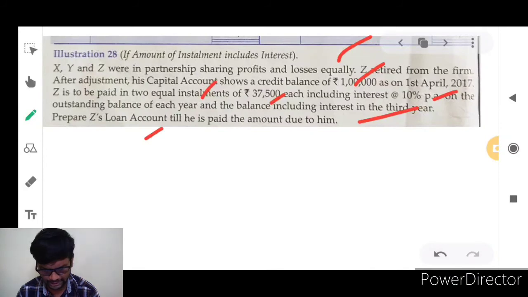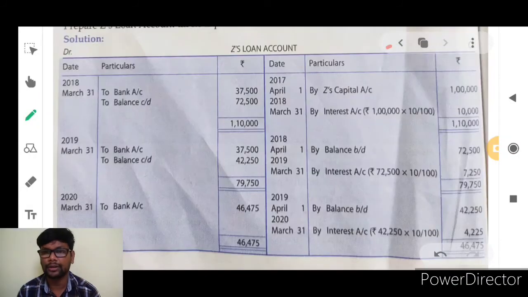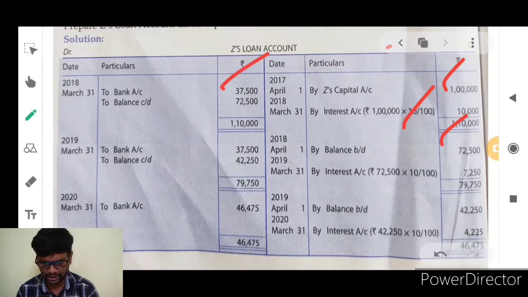Prepare Z's loan account till he is paid the amount due to him. Okay, in this method, Z's loan account: first of all, Z is the one who is retiring from the partnership firm. He has 1 lakh as the credit balance, plus interest on 1 lakh is 10,000 rupees. So collectively 1 lakh and 10,000 rupees. First installment of 37,500 is paid out. Then 1 lakh 10,000 minus 37,500 is 72,500 rupees. 72,500 into 10% is the interest money, so 7,250 rupees. So collectively 79,750 rupees.